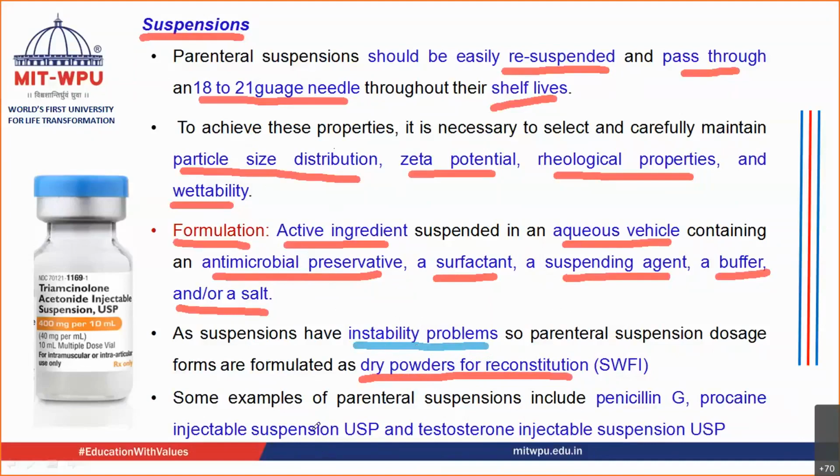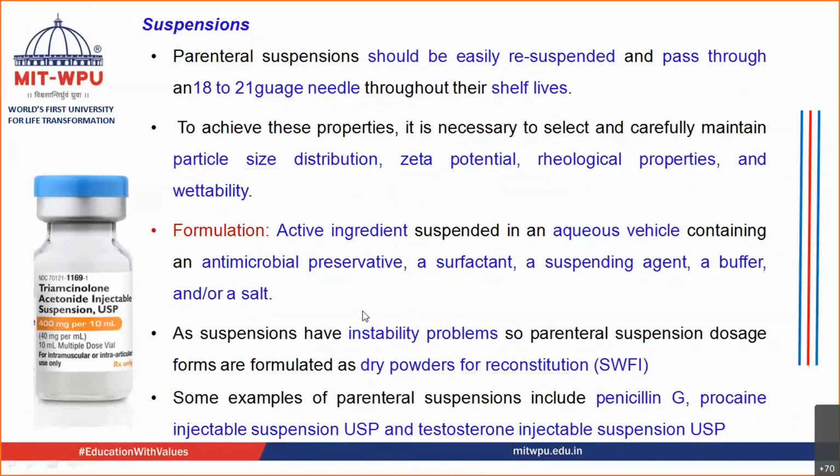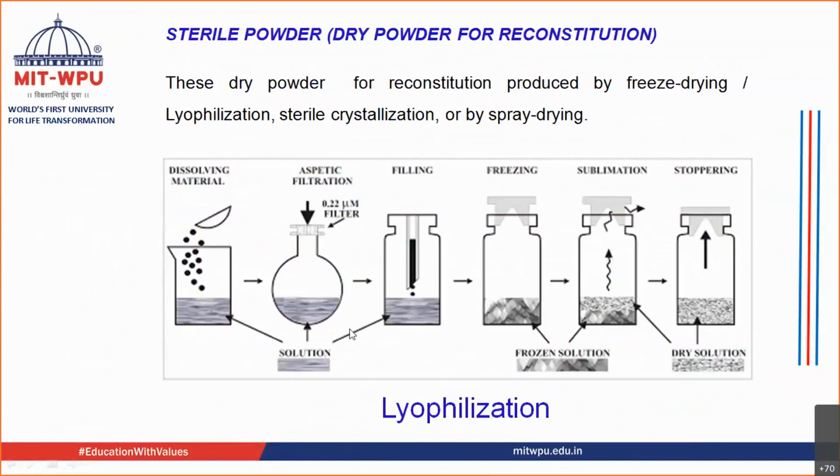Now some of the examples of parenteral suspension are penicillin G procaine injectable suspension, USP, and testosterone injection suspension. These are some of the examples of your suspension. Moving ahead, let us go to the next category of formulation, that is the sterile powders.